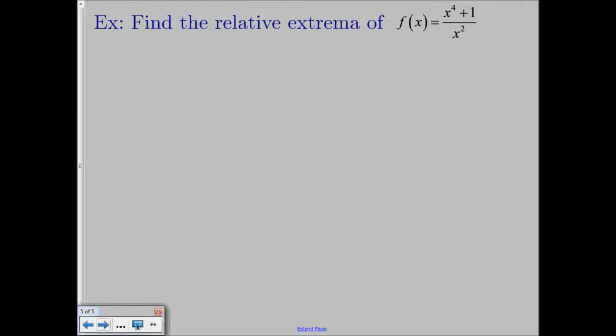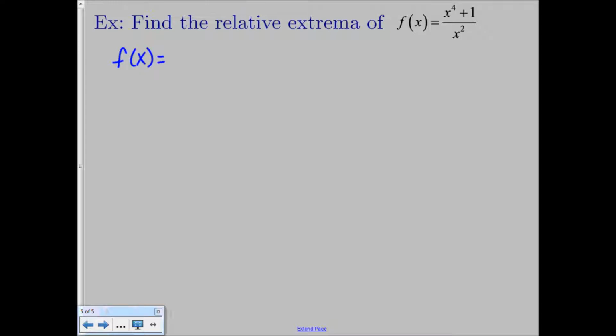So let's do one more. So let's do it for f of x equaling x to the fourth plus 1 over x squared. Now that looks really complicated. You're probably thinking, oh man, we got to use quotient rule, that's so much work. We don't actually have to use quotient rule. Let's actually simplify our function first.